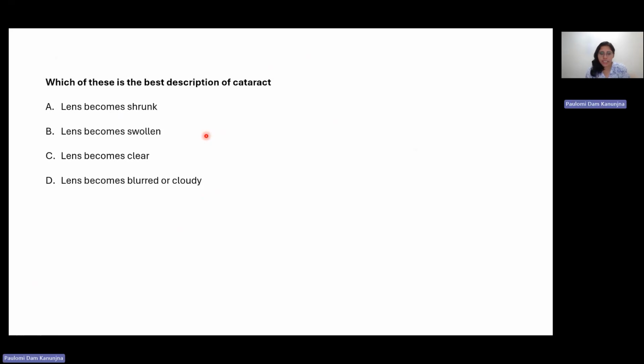Right. This is also fairly simple. It's a cloudy lens because the lens has become blurred because of the scattering of light, because of the spots that are now there because of the aggregation of the proteins in the lens.